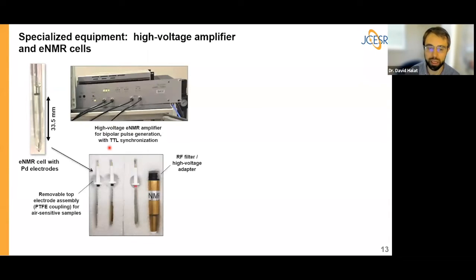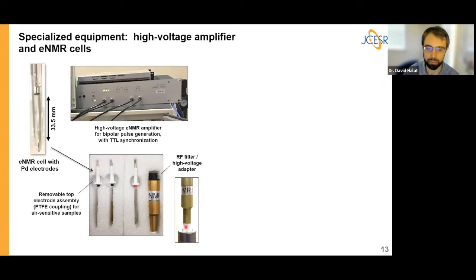Finally, we want some way of connecting the amplifier and the electrodes of the cell, ideally in an air-free way that allows us to study air-sensitive materials. And so in this setup, the top electrode is removable, can be put back in position after loading the sample in an air-free environment. And this PTFE coupling here ensures that this remains air-free after reintroducing the cell back to the ambient atmosphere outside the glove box. So the RF filter and high voltage adapter here shown on the right links the electrode pins with the high voltage cable that comes from the back of the amplifier.